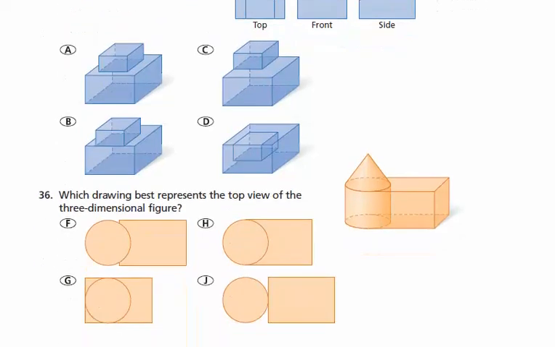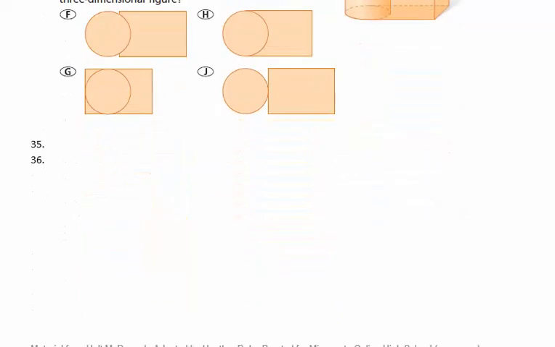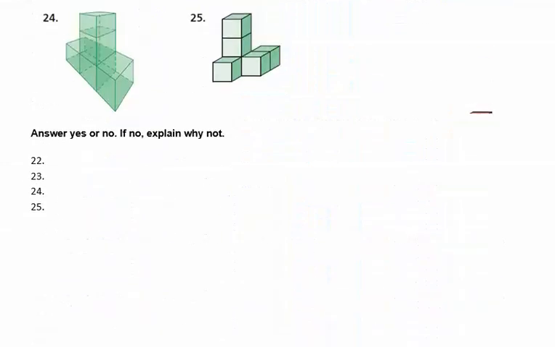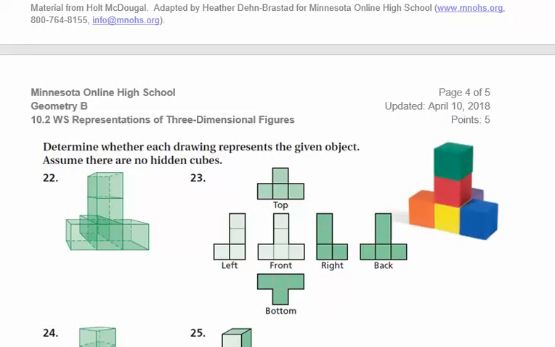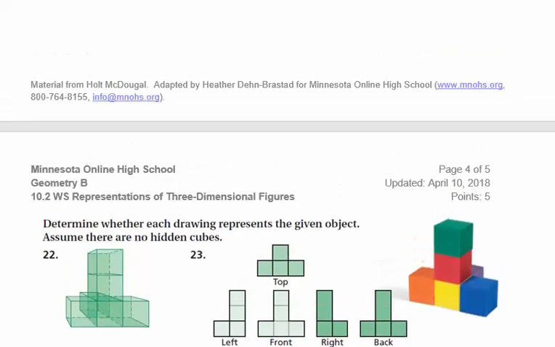And then the last one is a kind of an interesting figure of 3 figures put together. We've got this cylinder with a cone on top, and then it is part of, kind of merges into this rectangular prism. And then it says which drawing best represents the top view of the 3-dimensional figure. So pick the one that best matches that. So a lot of multiple choice and yes and no answers, but again, build these with objects if you're having any trouble picturing how this rotates.